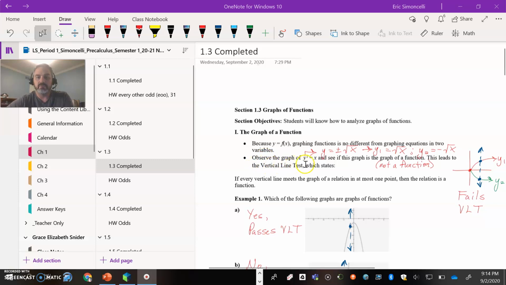Observe the graph of y squared equals x and see if this graph is the graph of a function. We already discussed this back in section 1.2. If you want to get this in terms of y as a function of x, remember the question: is y a function of x? Well, let's see. If you try to get y by itself, you need to take the square root of both sides. So y equals the square root of x, but plus or minus also needs to be assigned here.